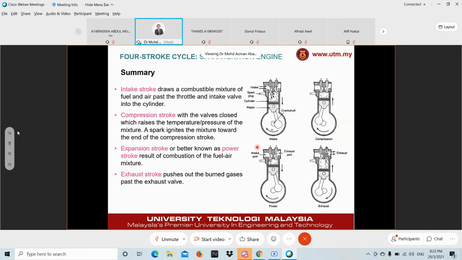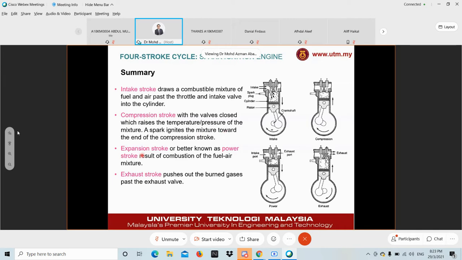So let's just summarize the 4 strokes. The intake stroke draws the combustible mixture of fuel and air past the throttle body and intake valve into the cylinder, or in other words, into the combustion chamber. This is the first stroke. And the second stroke, which is the compression stroke, the valves are closed and the piston moves from BDC to TDC. It raises the pressure and also temperature. And of course, towards the end of the movement of the piston, close to TDC, a spark is ignited and it triggers the combustion.